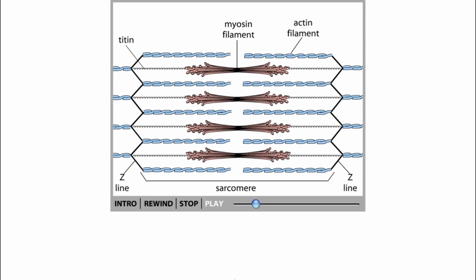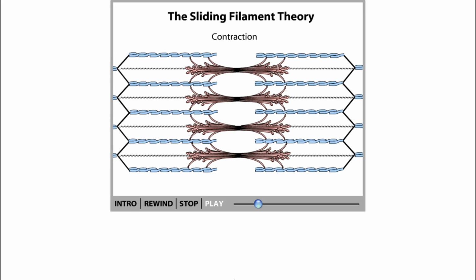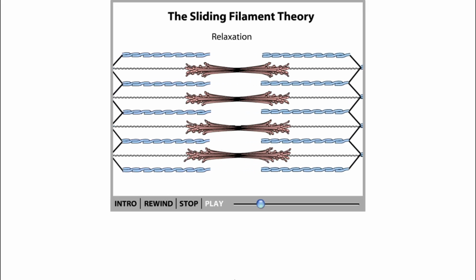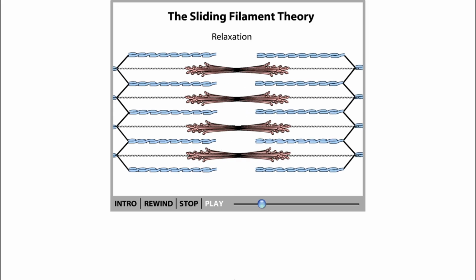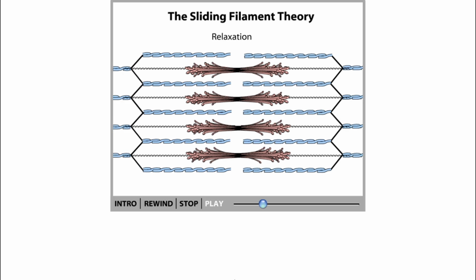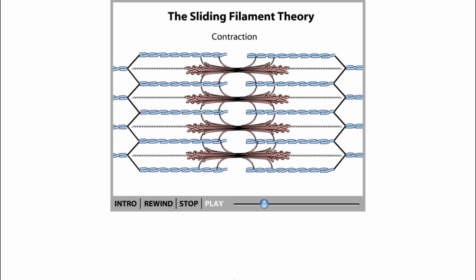A proposed mechanism for the relaxation and contraction of a sarcomere is called the sliding filament theory. During a contraction, sarcomeres shorten. However, the actin and myosin filaments remain the same size. They simply slide past each other, changing their relative positions as the muscle contracts and relaxes.